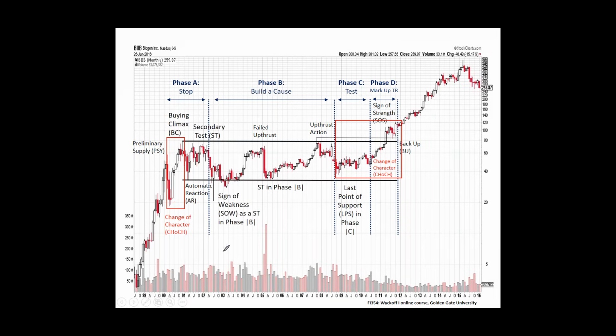Well, I like to go over to the left and start with how the prior trend ended. In this case, there was a large markup, and towards the end of the large markup you can see what we call preliminary supply. All of a sudden, in a short period of time, you have this large decline that is different from anything that preceded it in the uptrend. That is what we call a change of character.